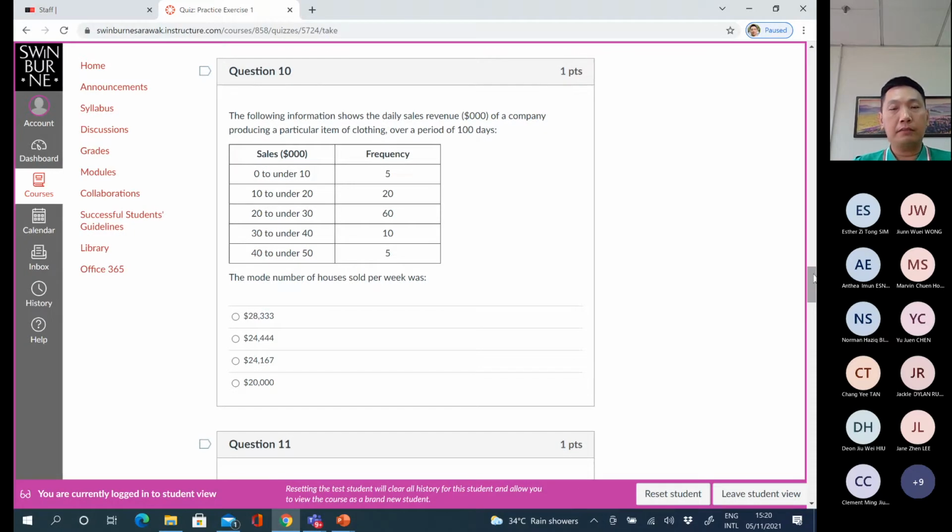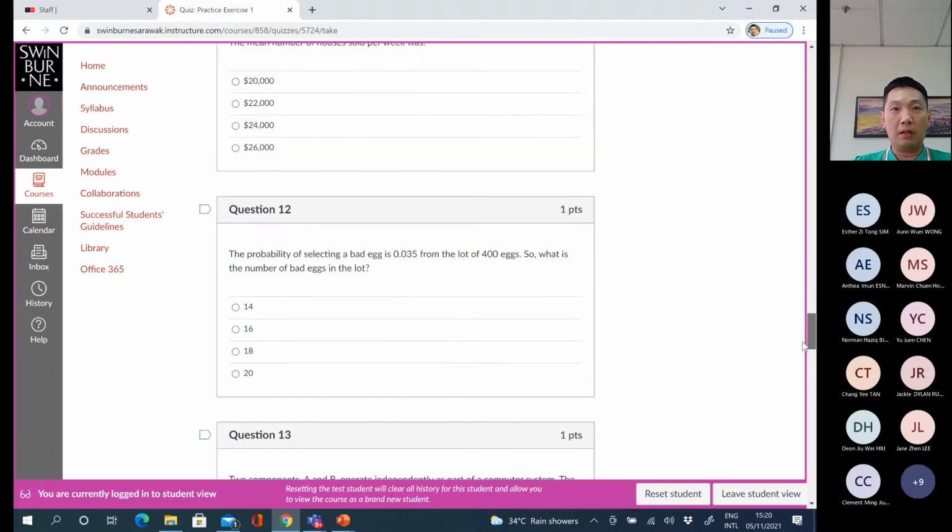Question 10. Group data. Group data, correct. Then you can also apply the formula directly because there is no more gap in between two classes. This one is the same.